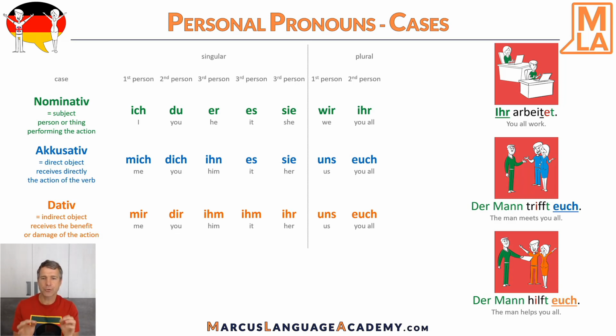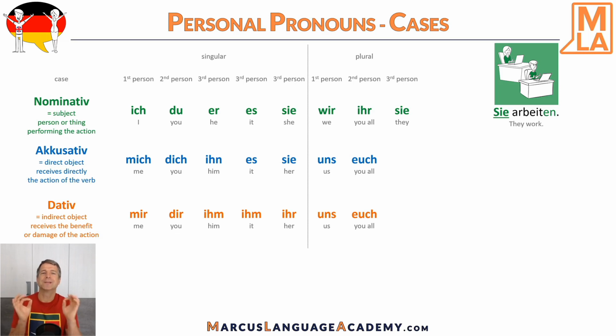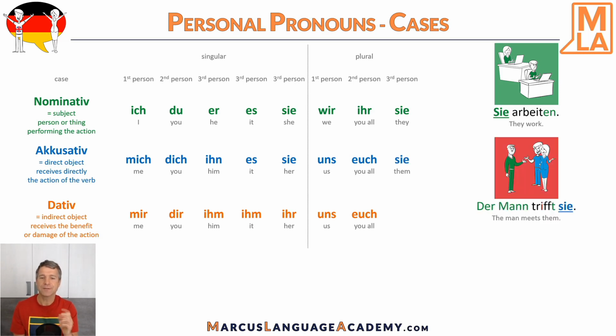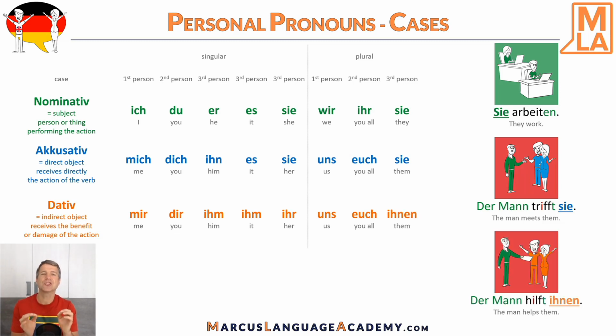And the third person plural is in nominative sie, they. Sie arbeiten. They work. The accusative doesn't change. Der Mann trifft sie. The man meets them. But the dative changes to ihnen. Der Mann hilft ihnen. The man helps them.